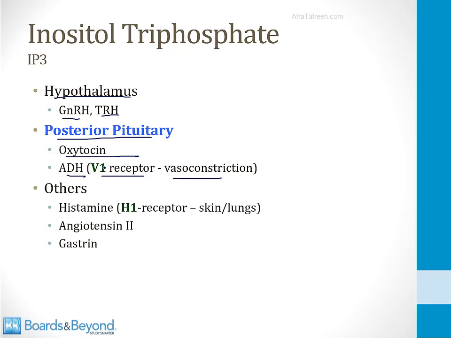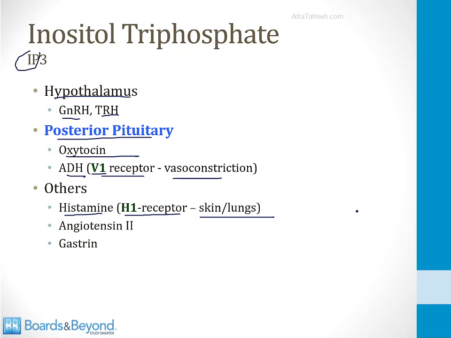An easy way to remember this is that IP3, the first letter is like a 1, and therefore the V1 receptor has an IP3 system. Histamine also has multiple subtypes. The H1 receptor is found in the skin and in the lungs. This is the receptor that leads to vasodilation and allergic reactions, or bronchoconstriction and allergic reactions.